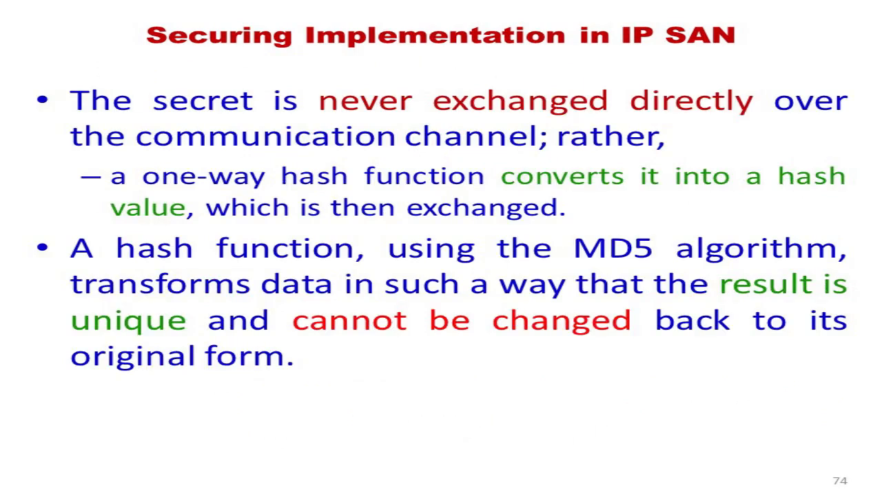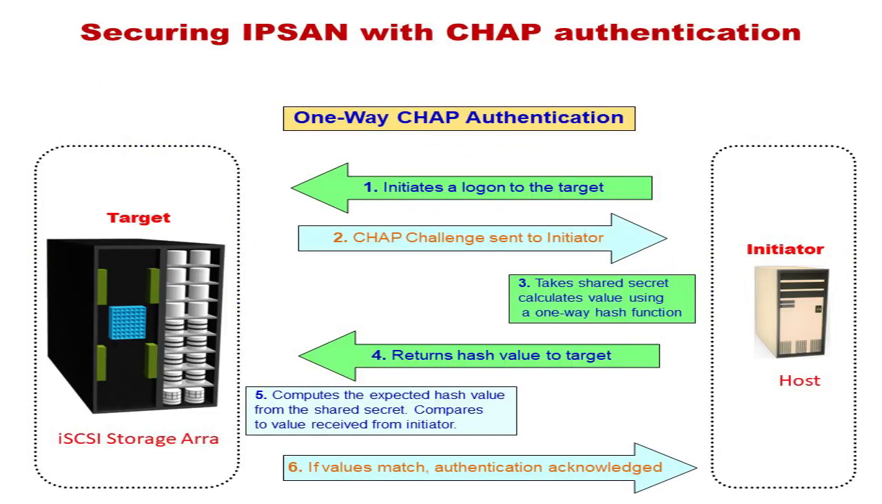The secret is never exchanged directly over the communication channel. Rather, a one-way hash function converts it into a hash value, which is then exchanged. The hash function using the MD5 algorithm transforms data in such a way that the result is unique and cannot be changed back to its original form. We have a diagrammatic representation for one-way CHAP authentication, which has the elements target and initiator, and which has 6 steps, as mentioned in the diagram.